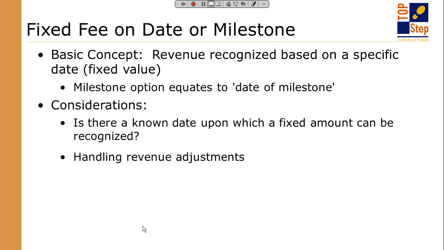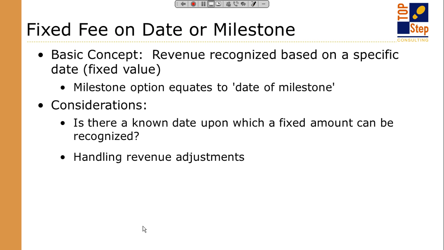Now, there's another fixed fee rule that is called fixed fee on date or milestone, and this is a bit confusing because it has the word milestone in it. But when it says milestone in this rule title, it actually means the date of the milestone. So unlike that fixed fee on percent complete example I gave earlier, where I changed the milestone to 100% complete and then I can recognize a certain amount of money, this rule would only pay attention to the date. It doesn't matter whether the milestone's open or closed, 100% complete, 75% complete, whatever. It only pays attention to the date of the milestone.